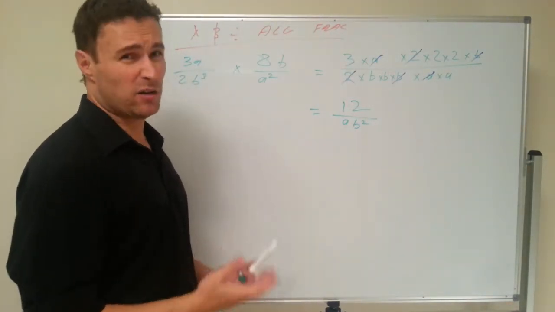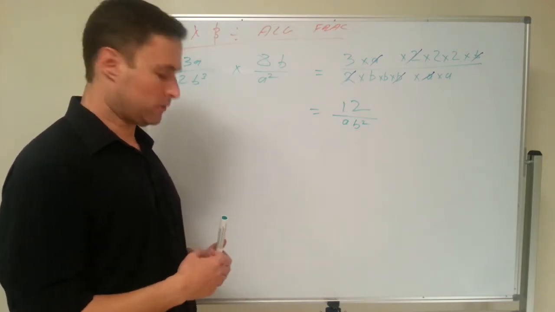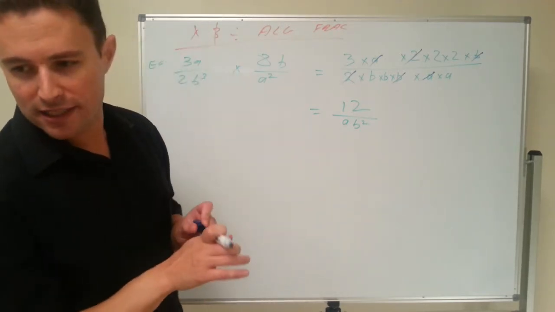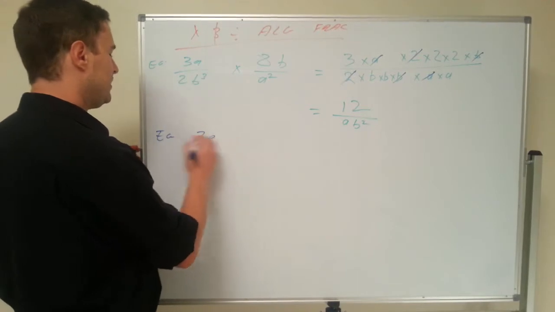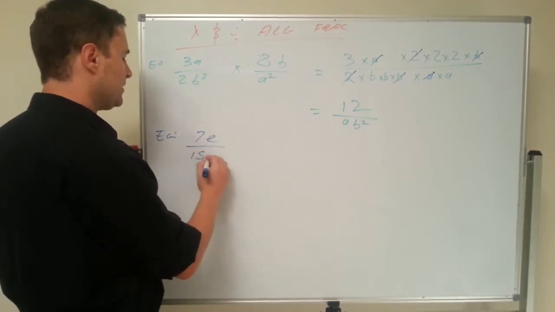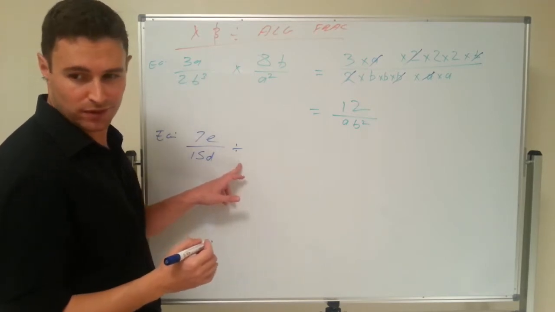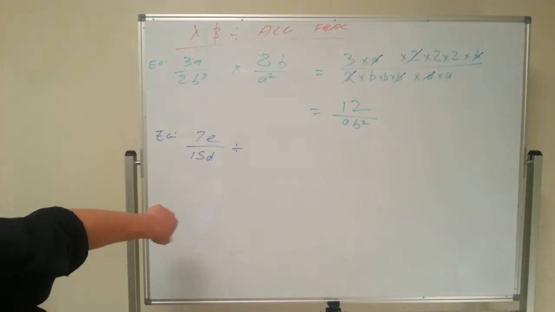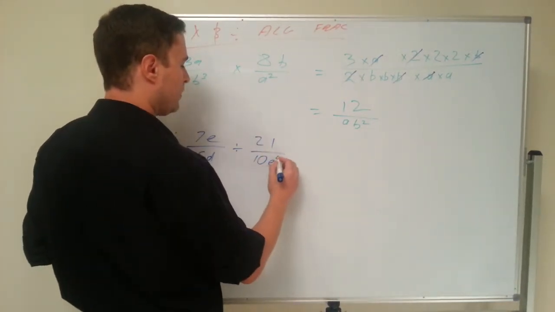That's quite a long-winded way to do it. So let's see if we can speed it up in the next example. In the next example, I'm going to do 7e over 15d divided by, no issue, don't let it worry you, 21 over 10e to the power of 4.